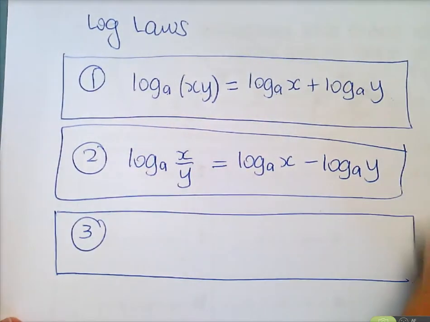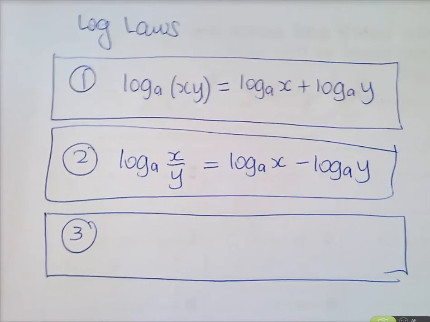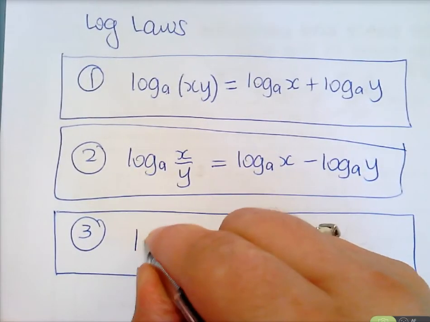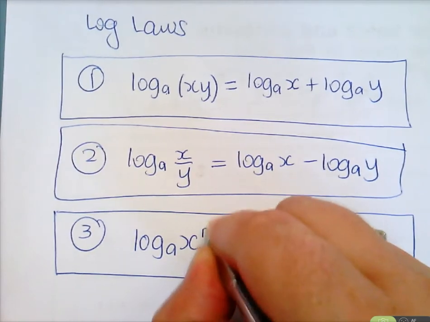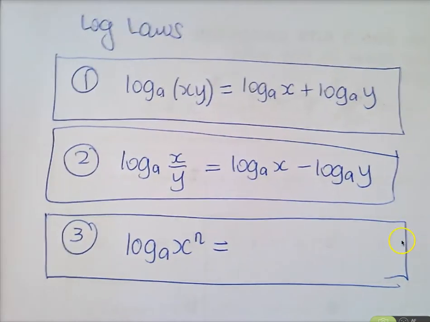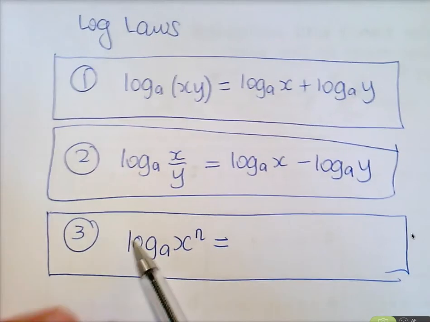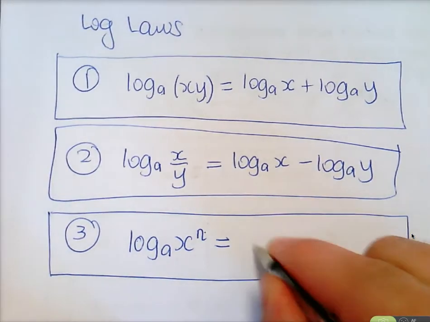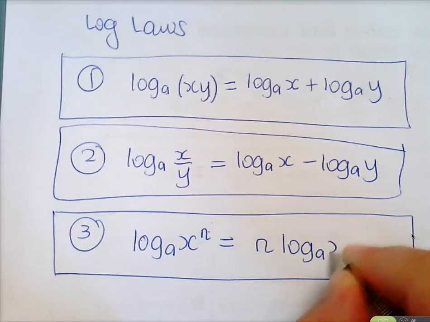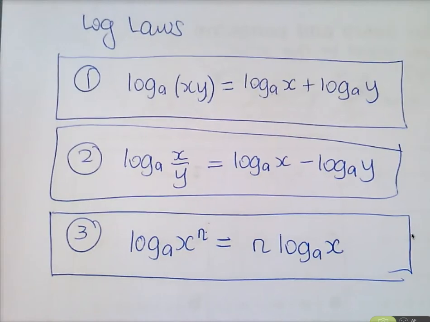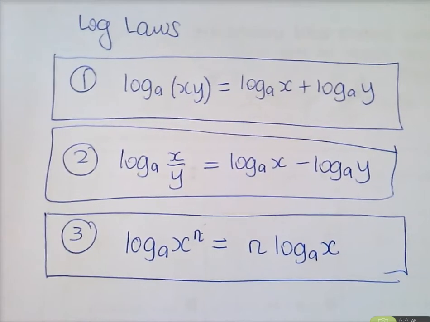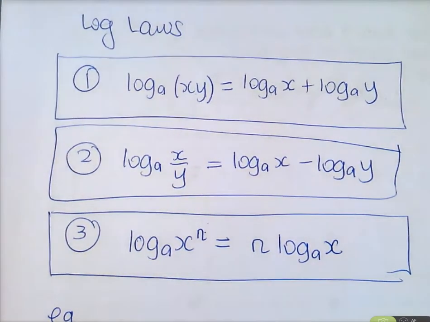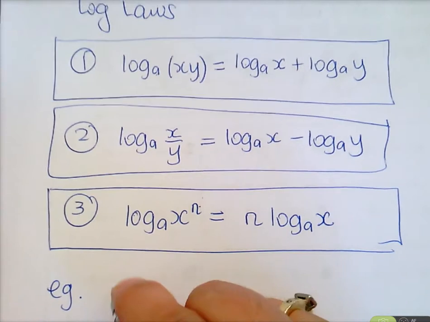And the third rule is, just going to miss one out. Log to the base a of x to the power of n is, so if you've got log to the base a of something to the power of something else, you bring that n to the front, is n times log to the base a of x. Now these are the 3 rules that you need to know. We're going to do some examples. I'll just do the examples that are there.